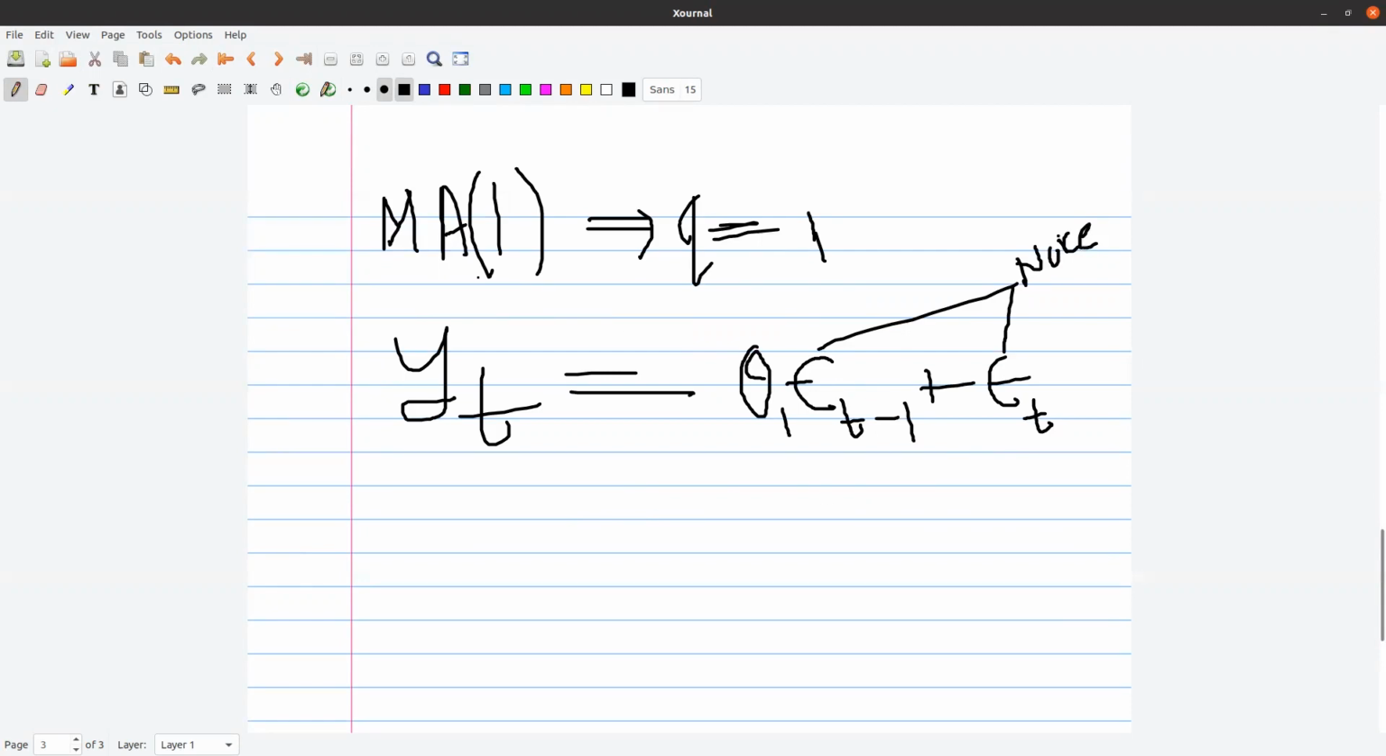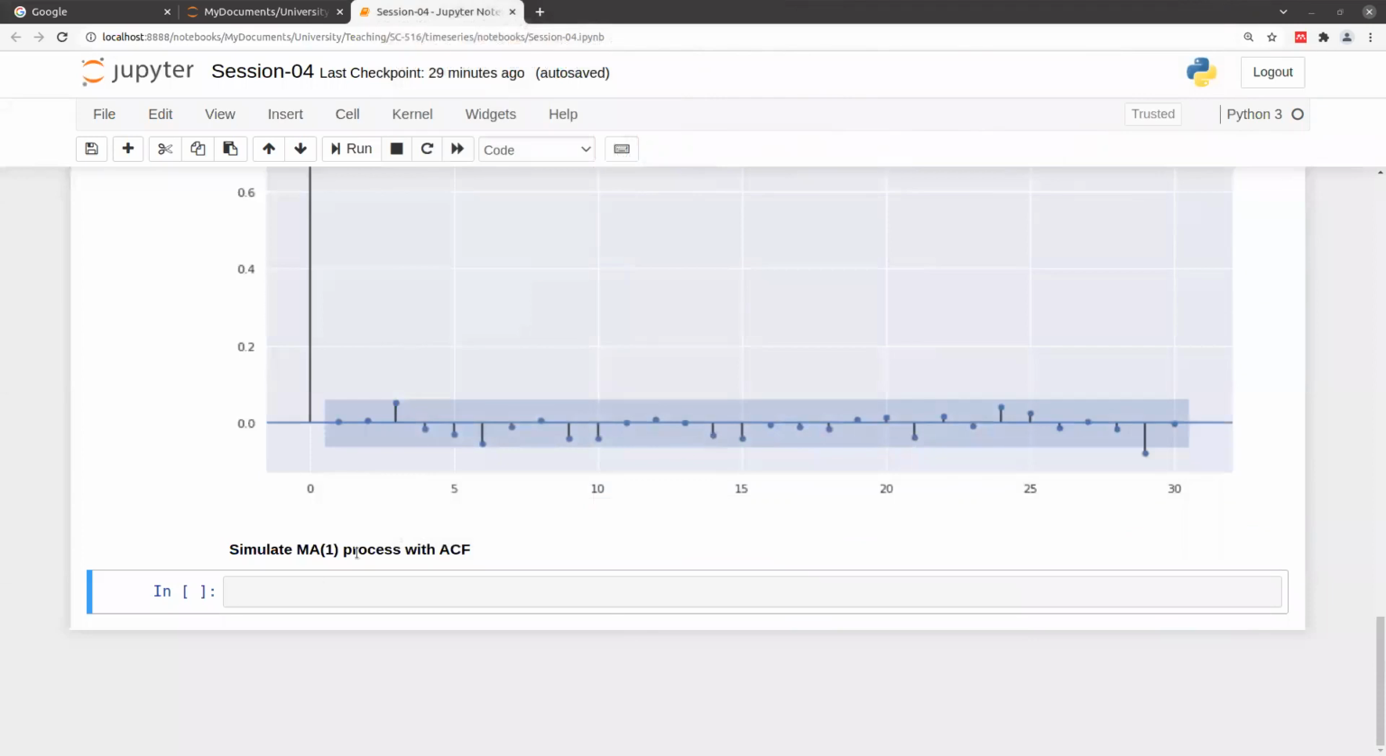Then in the MA1 process, it is considering all the one previous error component, right? This one, and the existing error component on this. So that's the only thing that they are concerned about. Then let's simulate it with the Python code.